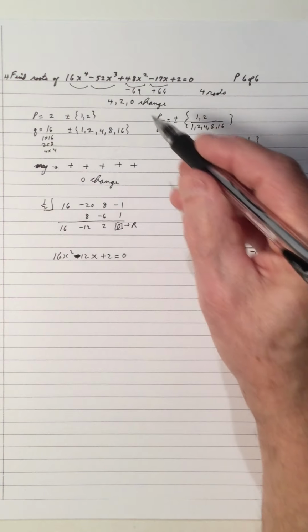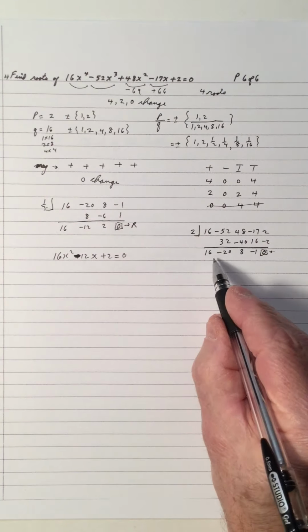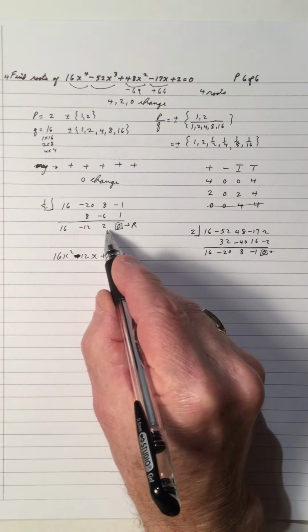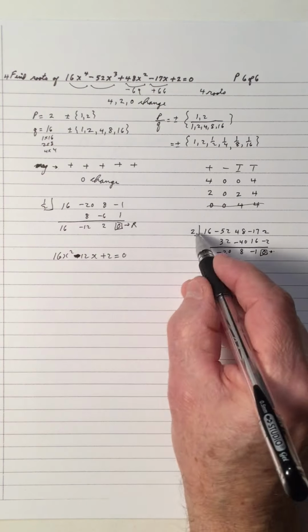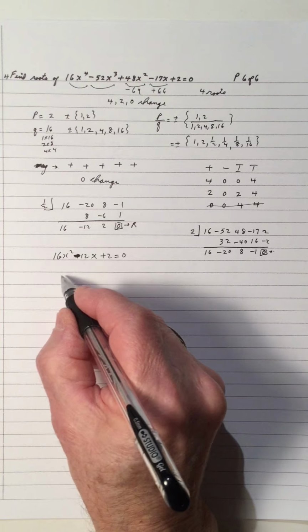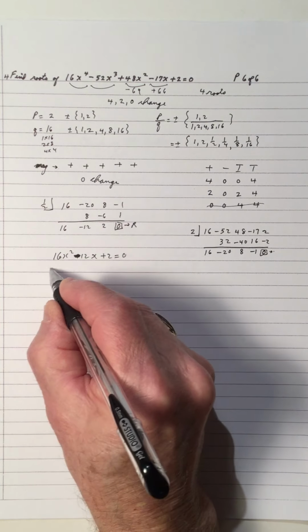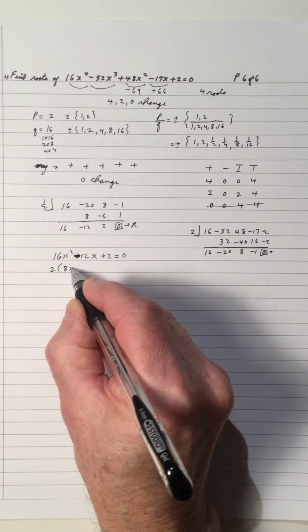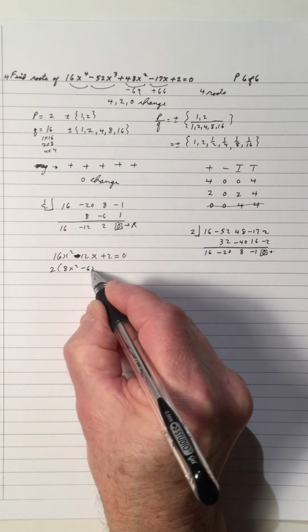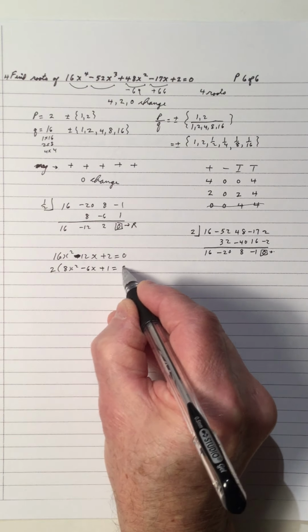So notice that this is x to the 4th. This was x cubed. This is x squared. Down to the quadratic because we found 2 roots. There's 2 left. So we'll take a 2 out. 2 is a GCF. So take 2 out. We get an 8x squared minus 6x minus 1 equals 0.